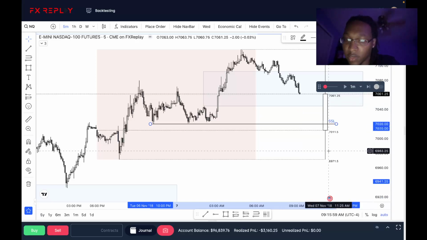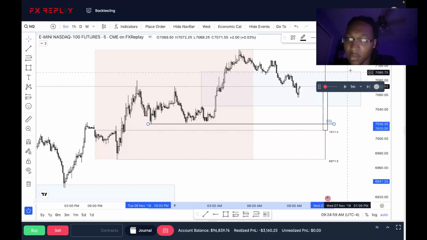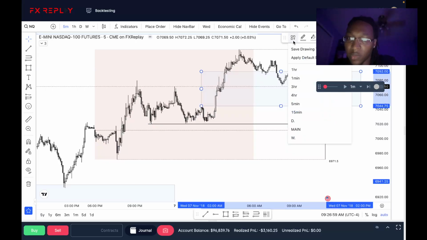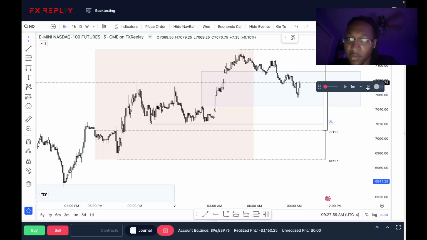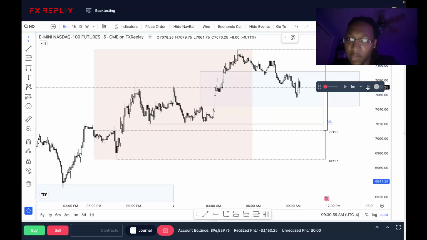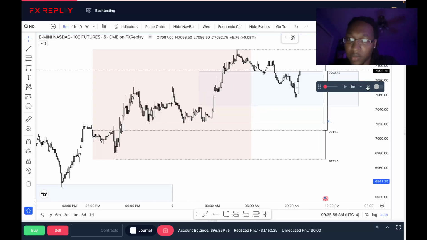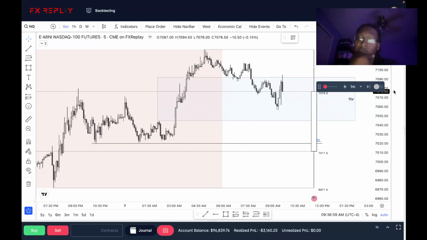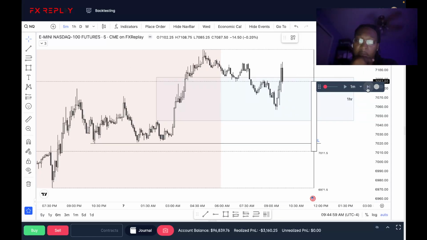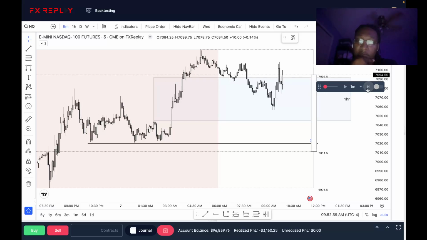9:10. Looks like we have news at 11:30. This is the 1 hour. This is 9:25. 9:30 opens, pushes higher, change in state right here. Those lows look way too clean for me, so that would have been a good trade right there to push higher.